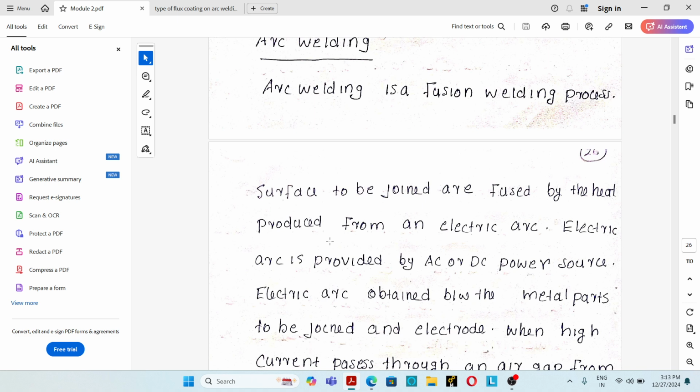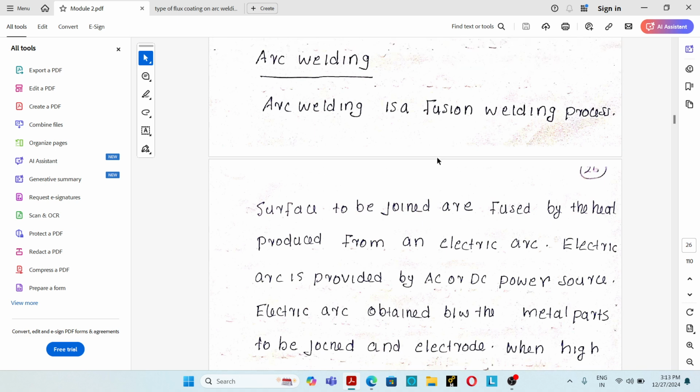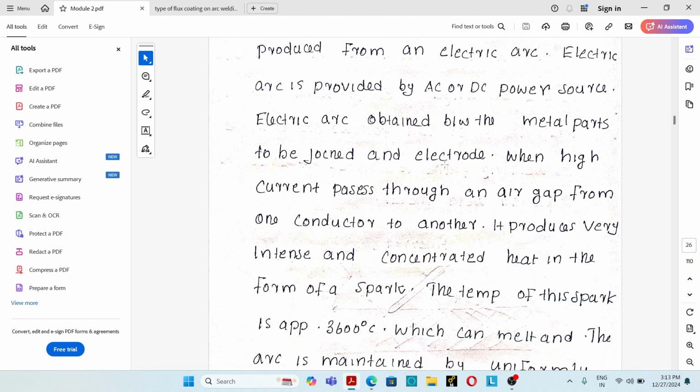In the arc welding process, the heat required for welding is obtained from the electric arc created between the electrode and the base metal to be joined. That's an important point. The electric arc is created by an AC or DC power source. The power source used in arc welding is an AC or DC power source.